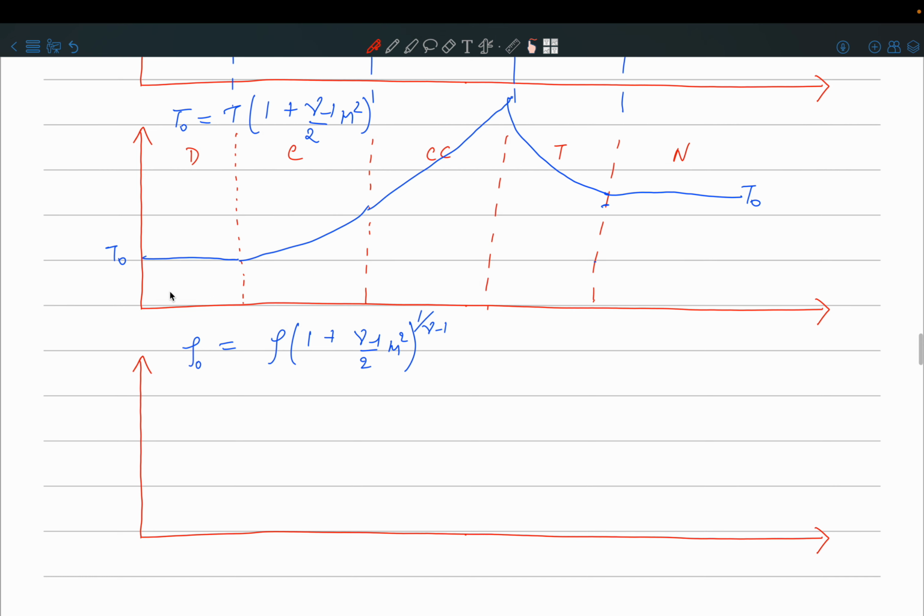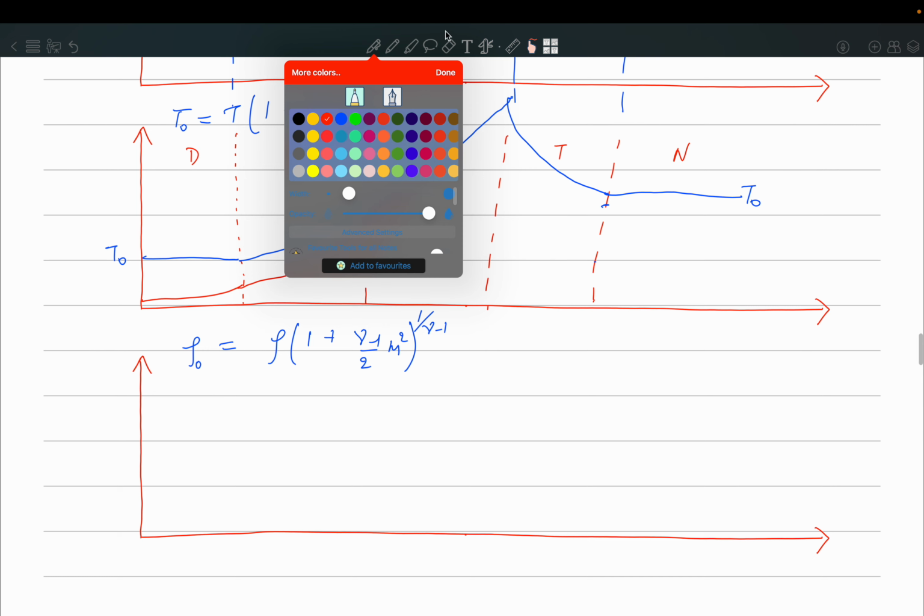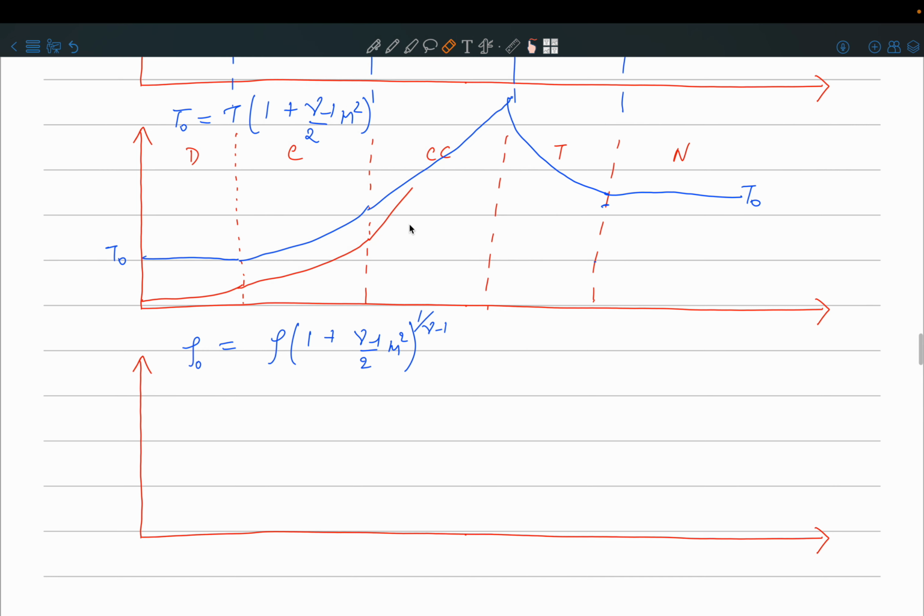Okay, so now we'll quickly draw for static temperature. So what happens to static temperature in the diffuser? Yeah, it will increase slightly. Then again it will increase in the compressor. There is a very sharp increase in the combustion chamber when you draw for static temperature. It shouldn't go higher than the stagnation temperature, just you should note that, because always your static quantity is going to be smaller than the stagnation quantity.